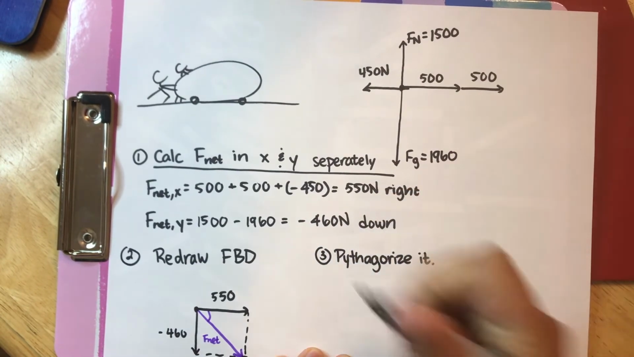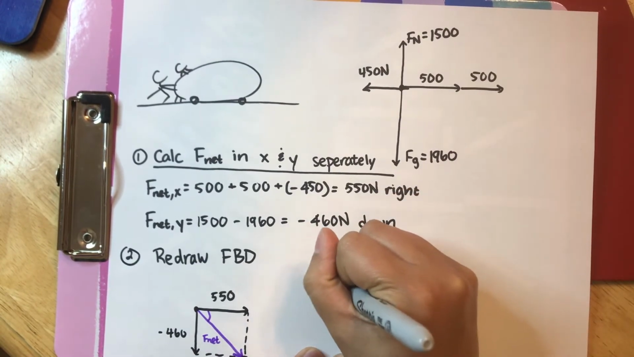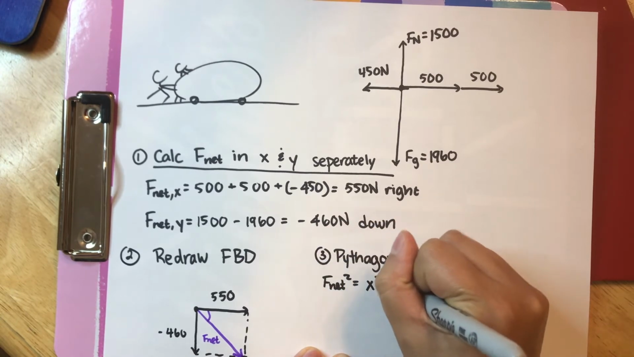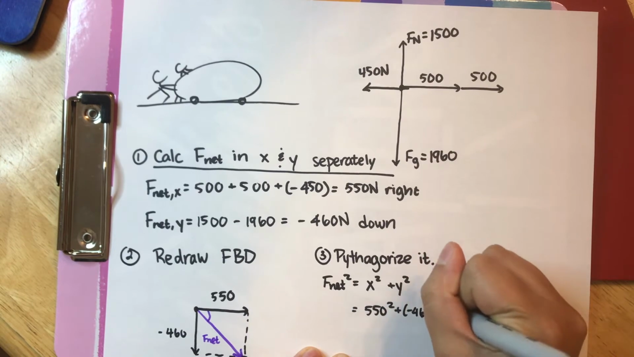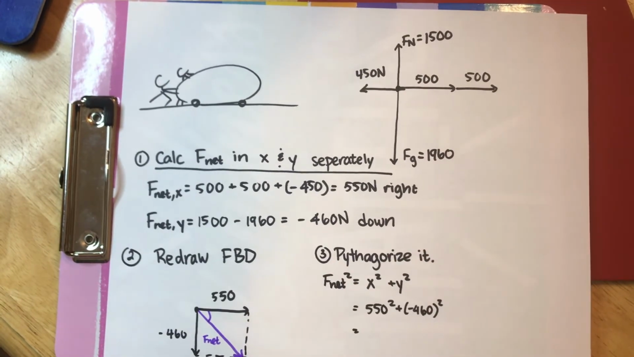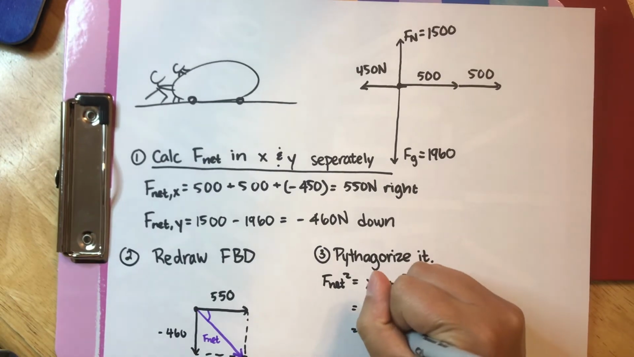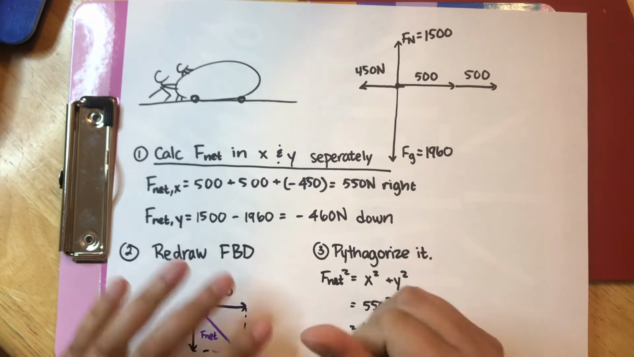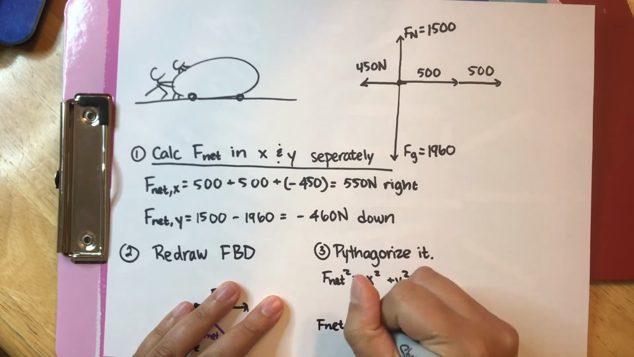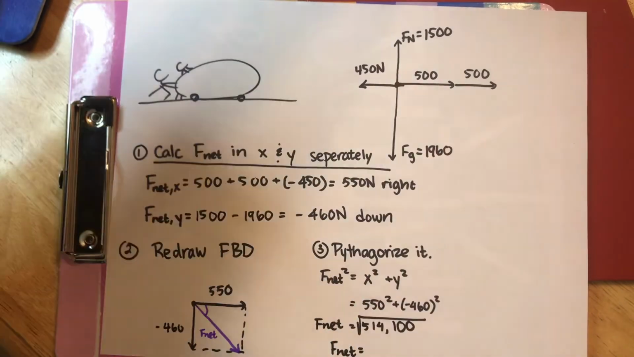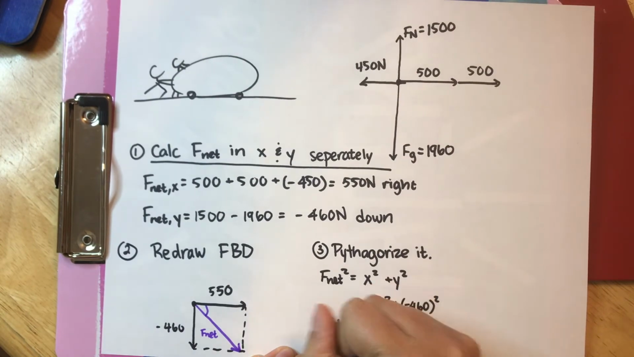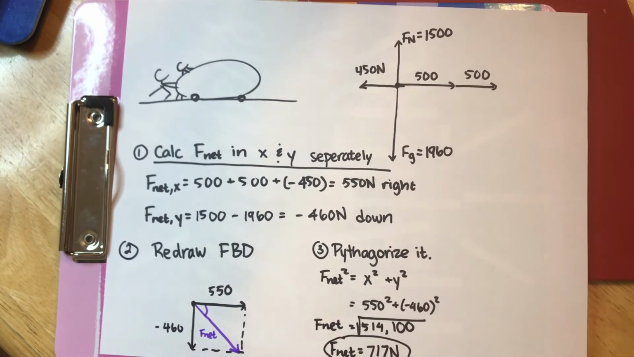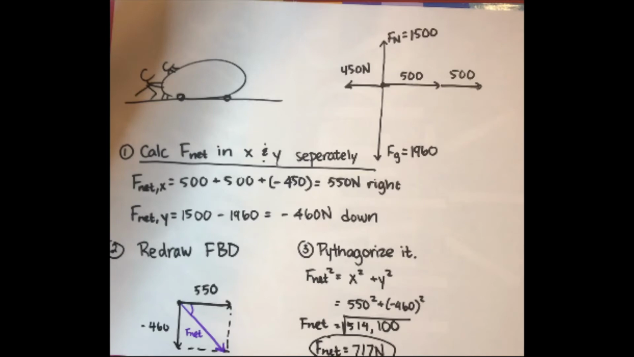Step 3, Pythagorize it. Side 1 squared plus side 2 squared equals the hypotenuse squared. Or in this case, 550 squared plus 460 squared, all square root. Getting there. Square root it so we can get the net force. Gives us a net force of 717 newtons. Okay, but that's not quite it.